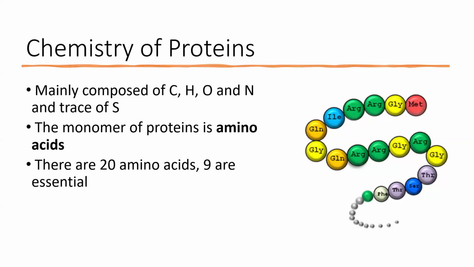There are 20 amino acids. If you think back to carbohydrates, we only have 3 monosaccharides: glucose, fructose, galactose. But for proteins, we have 20 of them. Don't worry, you don't have to memorize their names. 9 of these amino acids are essential. What does essential mean? Necessary for function. However, your body cannot make them. So the only way to get these essential amino acids is to eat them.